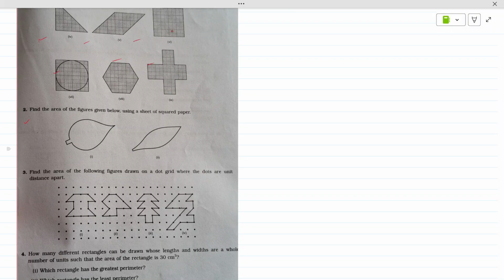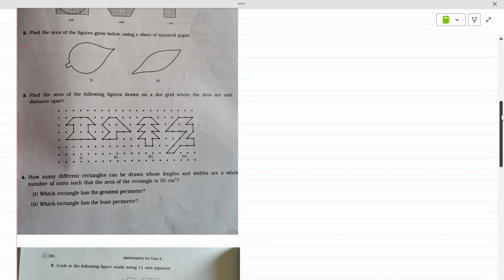They are very easy. Coming to question number 3, and the similar question we have done in the Ganita Prakash, where we have learned that the full squares are taken as 1, the half squares are taken as half, and the less than half we are ignoring. More than half are also taken as 1. Okay, so let me do this first.